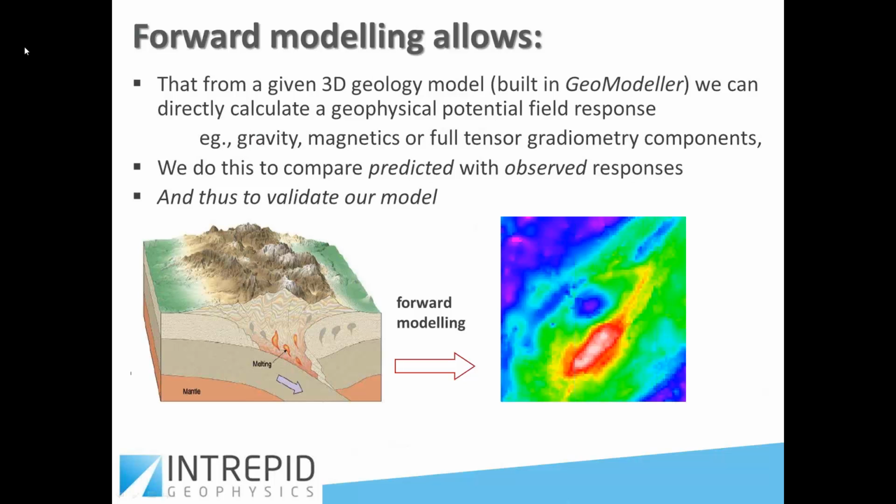Forward modelling allows that from a given 3D geology model built in GeoModeller, we can directly calculate a geophysical potential field response. For example, gravity, magnetics, or full tensor gradiometry components. To do this, we want to compare a predicted with an observed anomaly, and therefore what we're doing is validating our model.